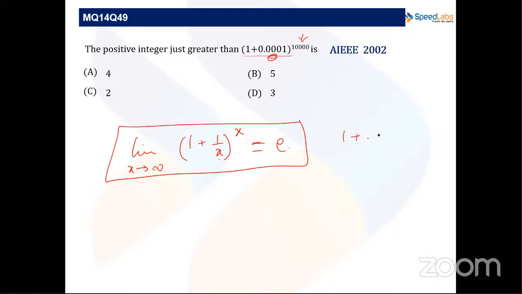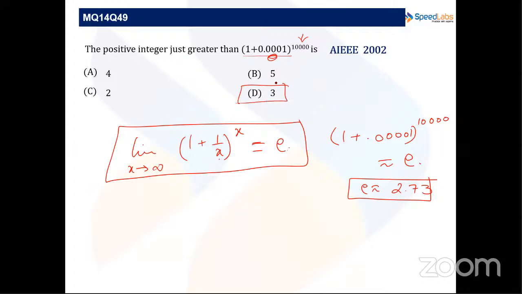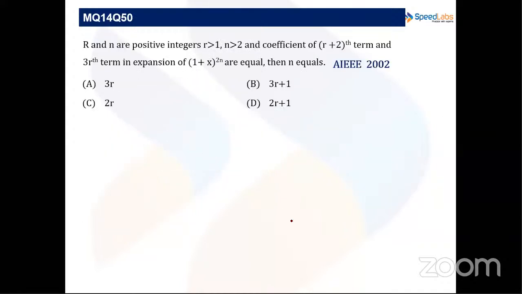So we can see (1 + 0.0001) to the power 10000 will be nearly equal to e, and e is 2.73. So we can see that our answer is just greater than this, that is 3. So you don't have to apply the binomial expansion here. Moving to the next question.